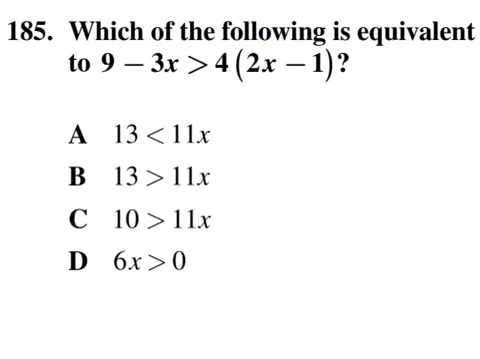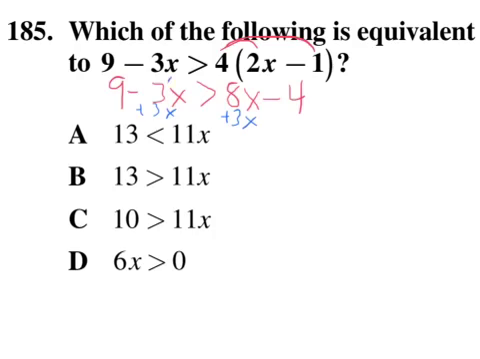If I want to find out what's equivalent to this, well, you're not solving it, but you want to look at the answers to give you an idea where you're going. So the first step is to distribute this. That would give you 8x, and 4 times -1 is -4. So the next step, when I have this, we look at the answers. Aren't the x's mostly on the right? So I would think my next step would be, let's add the 3x over. I now have 9 is greater than 11x minus 4.